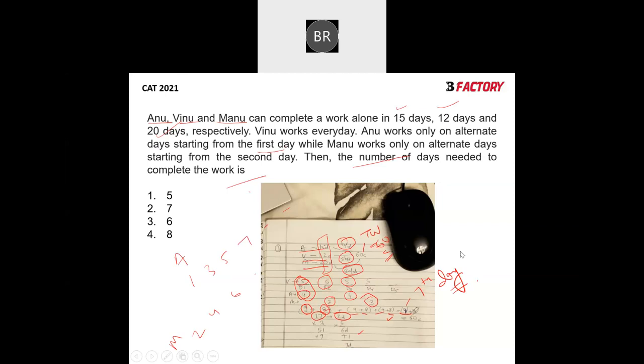Just asking, last year CAT question. Jo log answer likhe hain, very good. Baki kitne logo clear ho gaya? A round of thumbs up will help. Give me a round of thumbs up if you understood the process here.